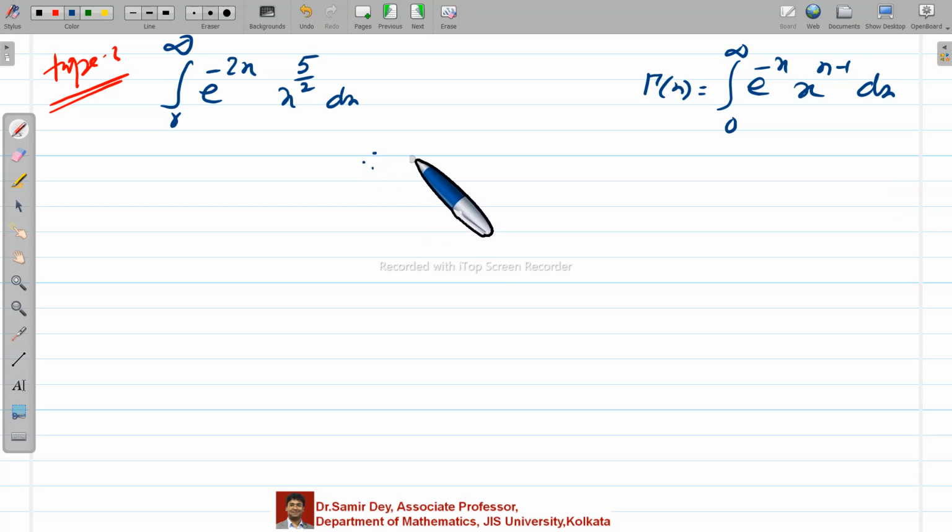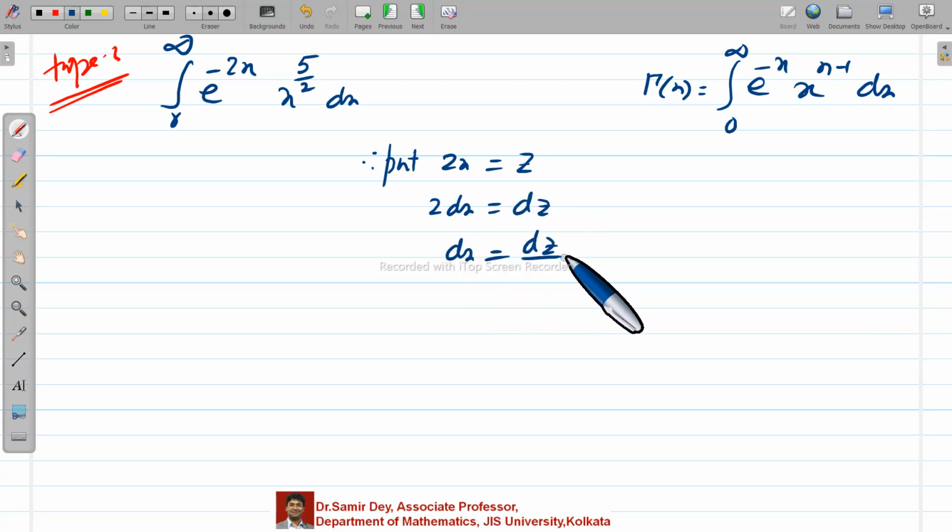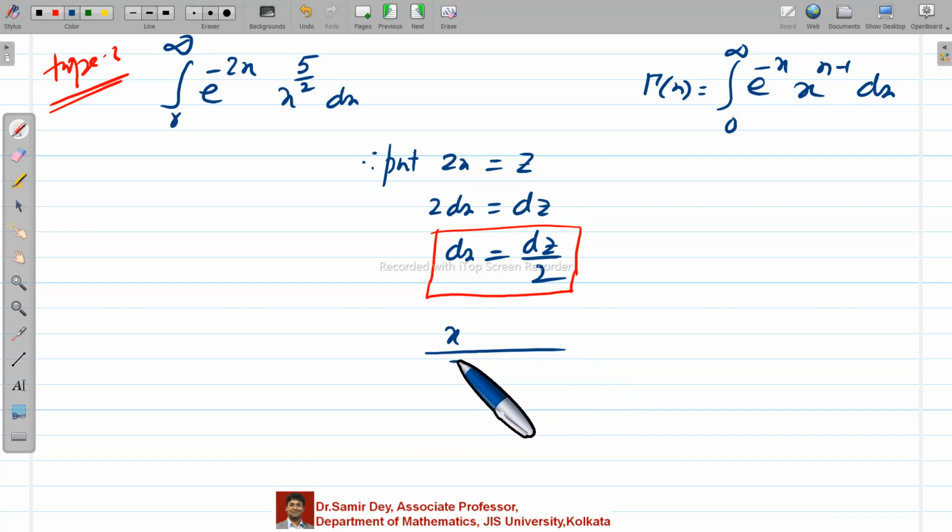Same process. You need to put 2x equals z. So 2 dx equals dz, so dx equals dz by 2. So first relation you have. Okay. Now you need to change the range. So x is here, z is here. When x equals 0, if you put it here, z also comes 0. When x goes to infinity, that means z also goes to infinity.